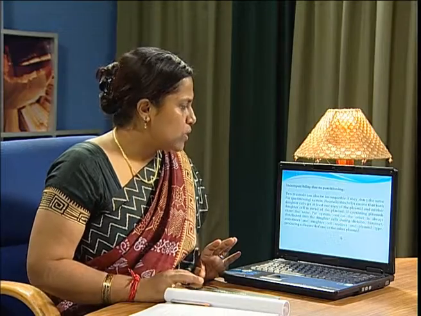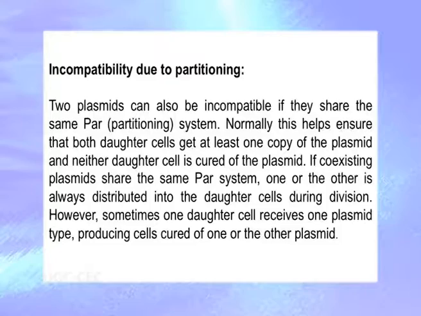And the next important cause of incompatibility is the lack of a partitioning system, right. Here we can see that two plasmids can also be incompatible if they share the same partitioning system. Normally this helps ensure that both the daughter cells get at least one copy of the plasmid and neither daughter cell is cured of the plasmid. So this is the basic benefit of having a partitioning system.